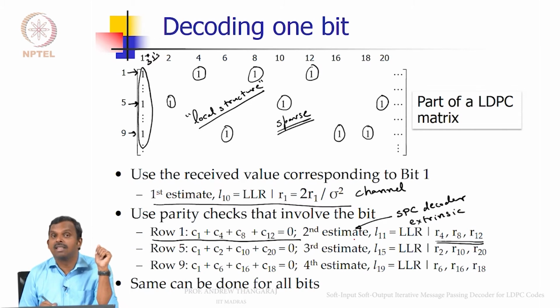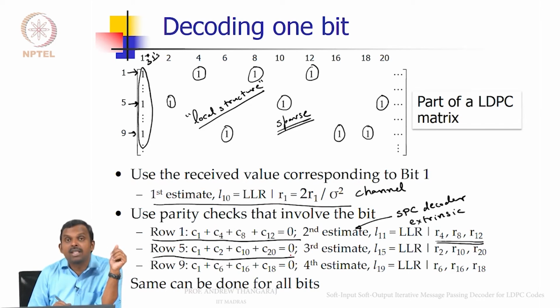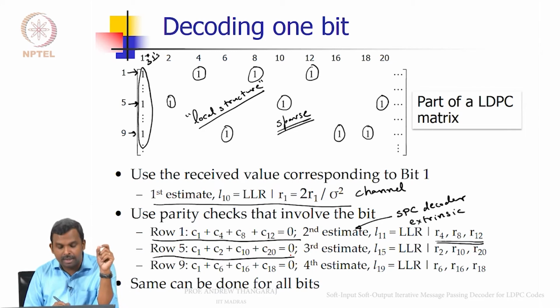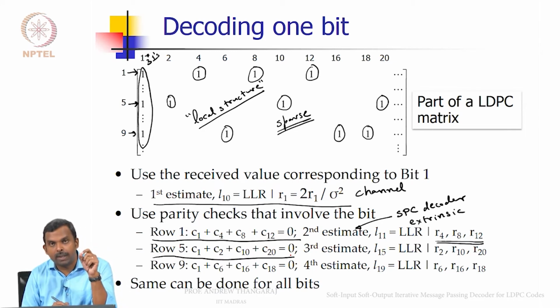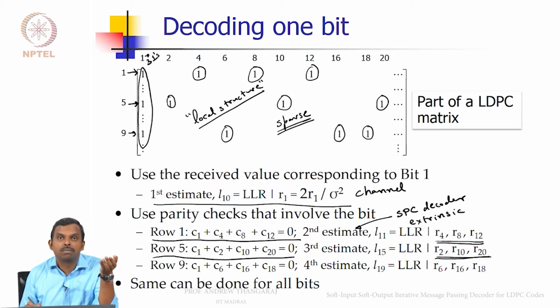Okay. So, this is easy enough to do. I am using only the single parity check code defined by the first row. In the same way, row 5 also defines a single parity check code involving C1, C2, C10 and C20. So, now I can use the same single parity check code again, but with R2, R10 and R20. Now, I will get another estimate.